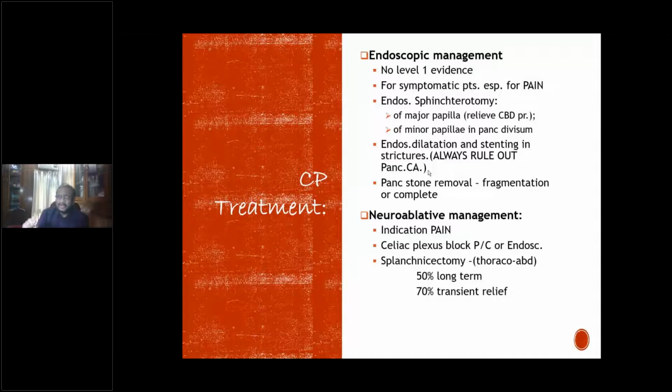I remember I told you borderline cases, the bottom line is you have to differentiate between chronic pancreatitis and pancreatic cancer. Pancreatic stone removal can be done either by fragmenting it or a complete removal as such. Neuroablative management may be required. I told you that you can do a celiac plexus block or neurolysis. We said that endoscopically. But if that does not suffice, then you can also go in for a thoraco-abdominal splanchnicectomy. That means the three splanchnic nerves.